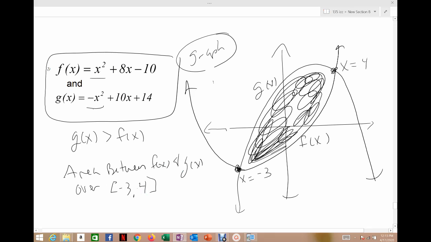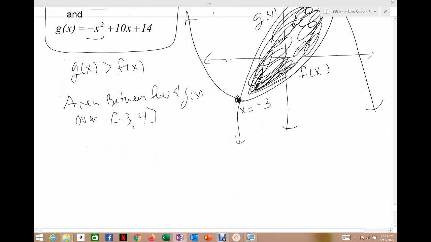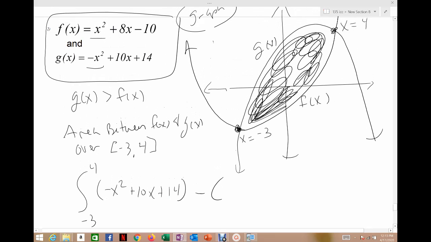If I plug 0 into g, I get positive 14 out. If I plug 0 into f, I get negative 10. 14 is obviously bigger than 10. So it's really easy to check to make sure that's the case. Alright, we're going to integrate from negative 3 to 4. I take my bigger function, which was the g. Subtract away my littler function, which was the f.